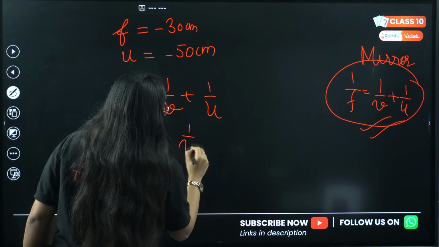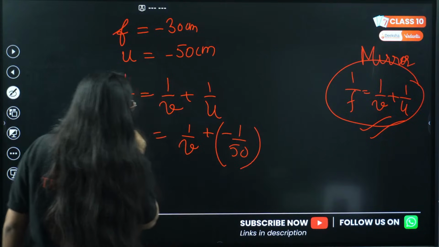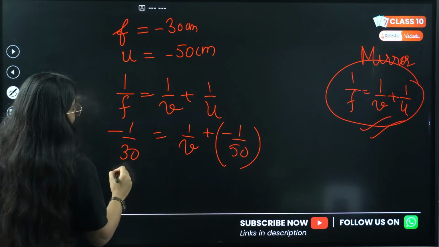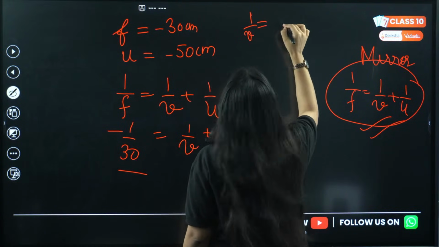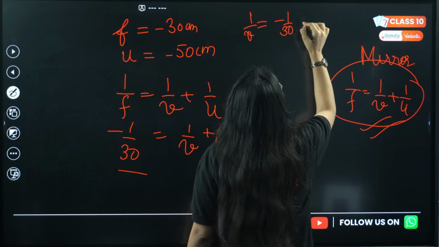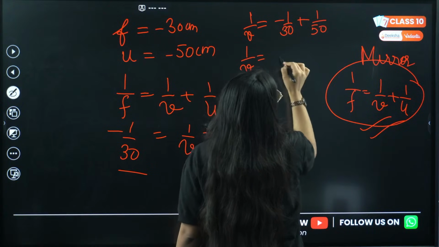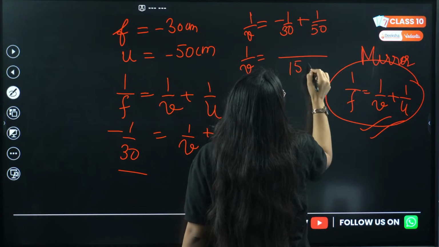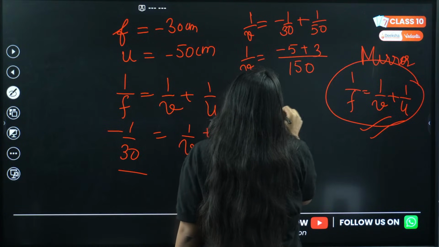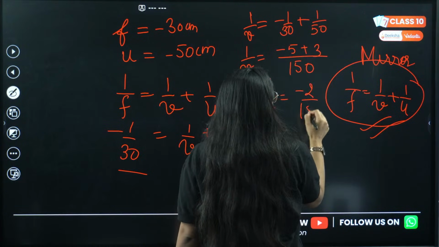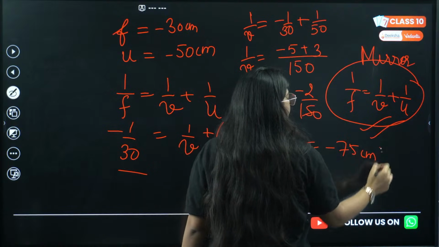1 by v we need to find, plus this is minus 1 by 50, this is minus 1 by 30. If I solve this, 1 by v will be minus 1 by 30 plus 1 by 50. Just take the LCM, and this calculation is also very easy. Minus 5 plus 3, so 1 by v will be minus 2 by 150. So v will be minus 75 centimeter.